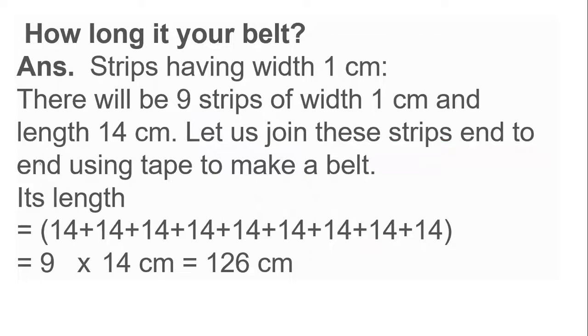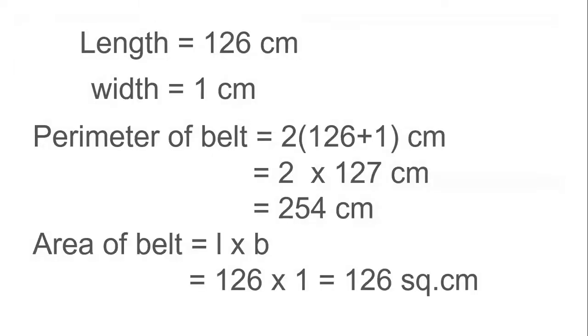So what is the area of this? 1 into 14, that is 14 only. Area is 126. So if you join all these, you will get 126. Area will be the same. Area will not change. And what is the perimeter of the belt?